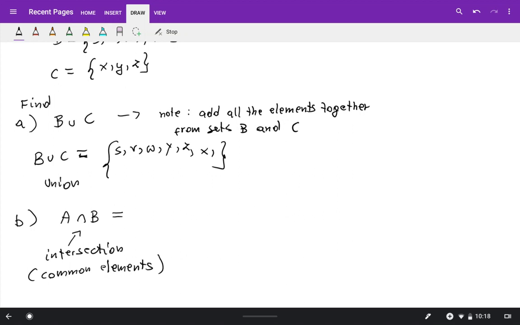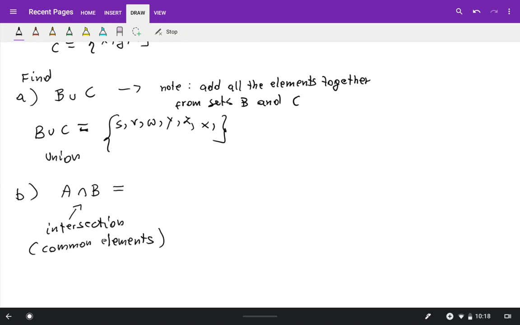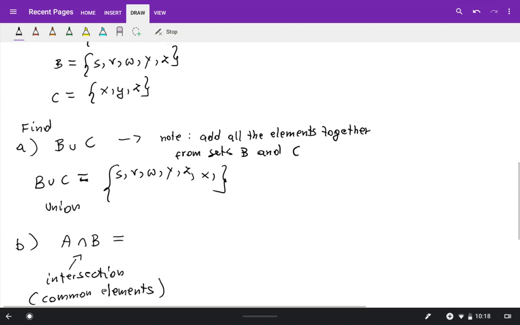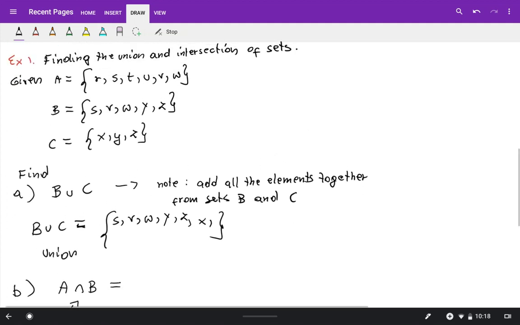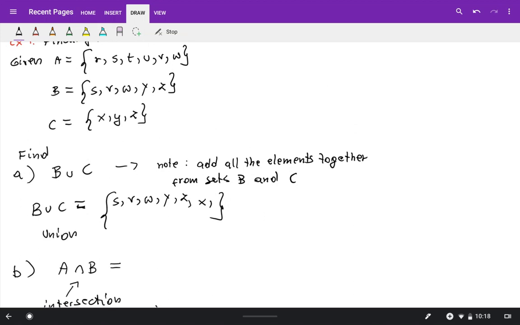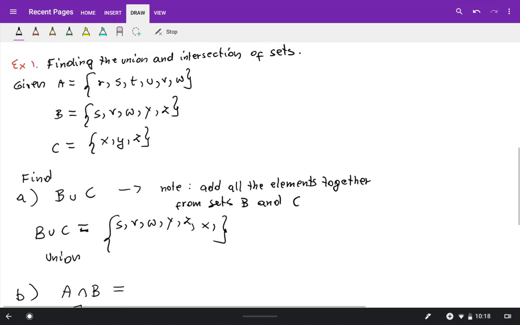Those are the elements which repeat, which you're going to see in set A and set B. Okay, so set A, if we want to see it, set A has R, S, T, U, V, W, and set B has S, V, W, Y, Z. So I'm going to check what are the common letters which are in set A and set B.